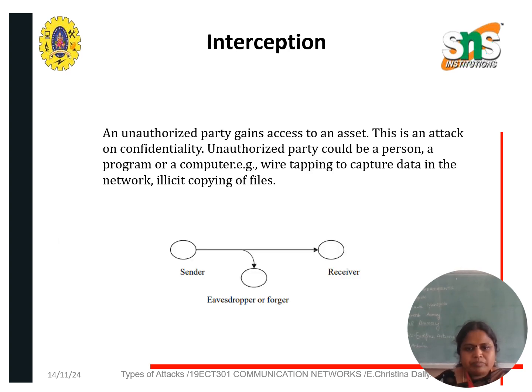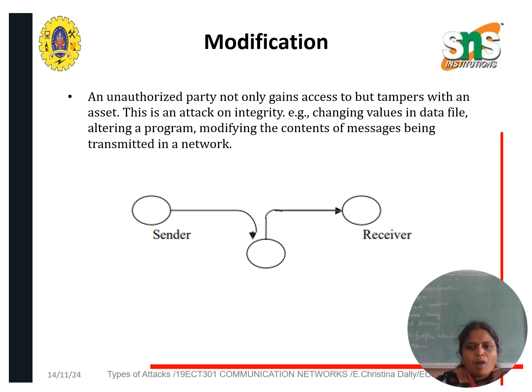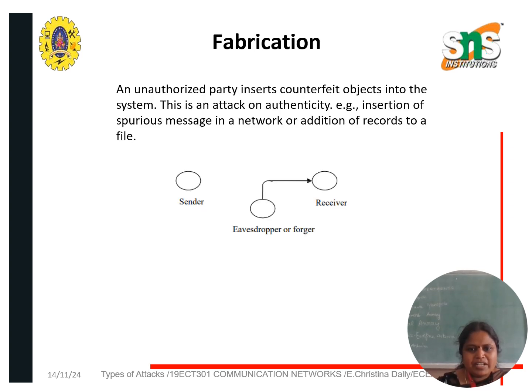What do you mean by interception? It is an attack on confidentiality. The unauthorized party could be a person, a program, or a computer. This is the diagram representing interception, where an unauthorized party can access the information. In modification, an unauthorized party not only gains access but at the same time tampers with the asset. It is used for changing values, altering a program, or modifying the contents of messages being transmitted in a network.